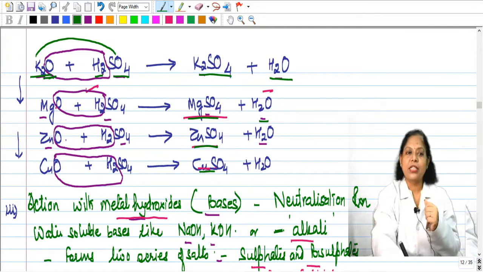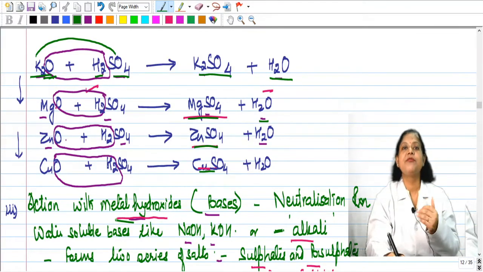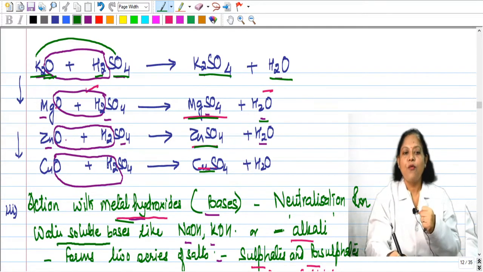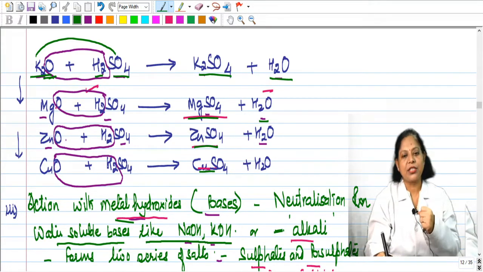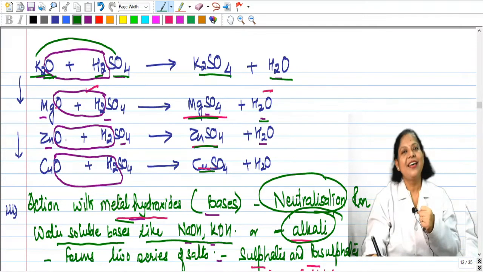Now instead of oxide, if you take hydroxide, children, hydroxide is a base. So what are bases? Bases are the ones which combine with acid to form salt and water. The bases which are soluble in water are known as alkalis. So water soluble bases like potassium hydroxide and sodium hydroxide are known as alkalis, and the reaction is known as a neutralization reaction. What is the product? The product is salt and water.